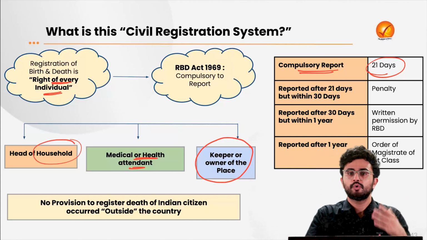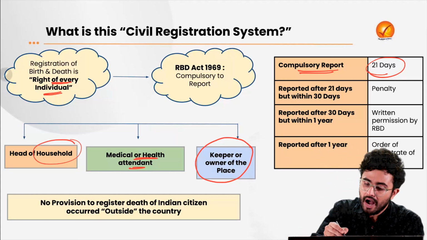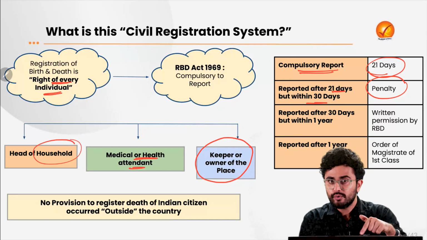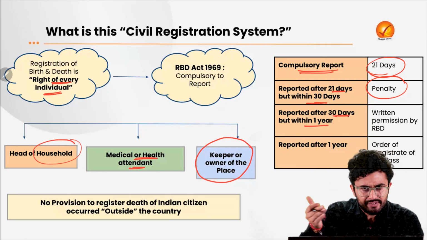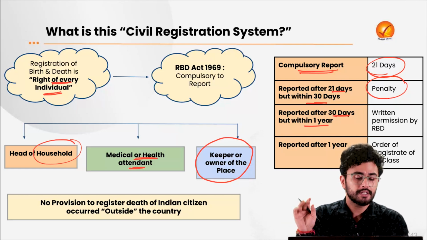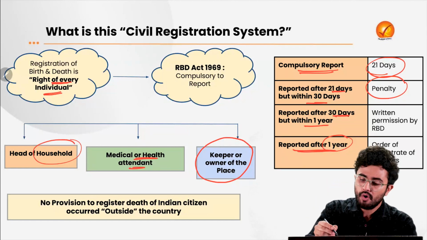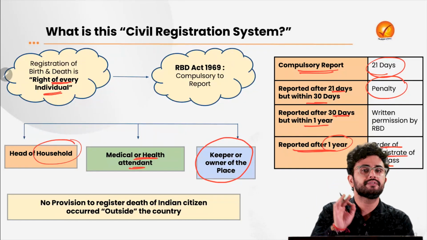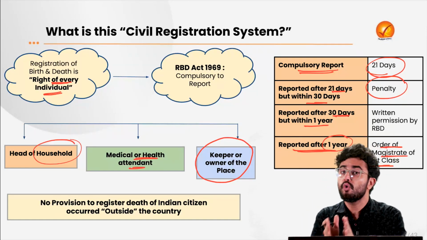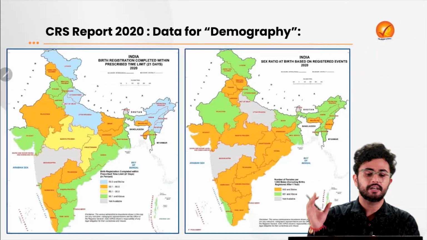Let's say you are in a rebellion mode, you say that I will not do it within 21 days. Then what will happen? If you report after 21 days but within 30 days, you need to pay a penalty. If you report after 30 days but within 1 year, you need written permission of the Registrar of Birth and Death of that particular region. Or if you are reporting after 1 year, then you need written permission or the order of the magistrate of the first class. Here, keep one thing very importantly in your mind, that there exists no provision to register the death of an Indian citizen which has occurred outside the country.